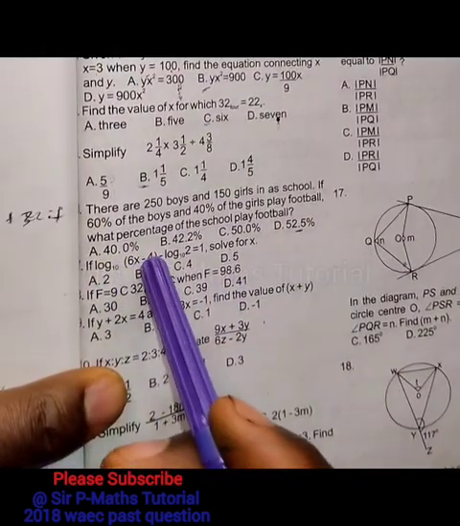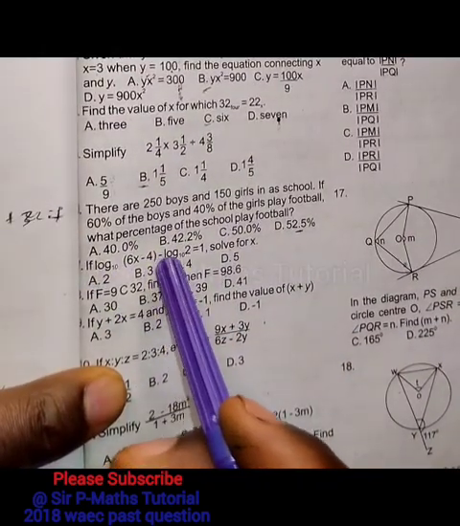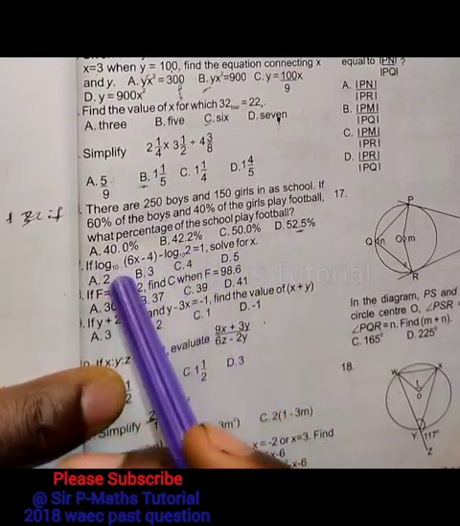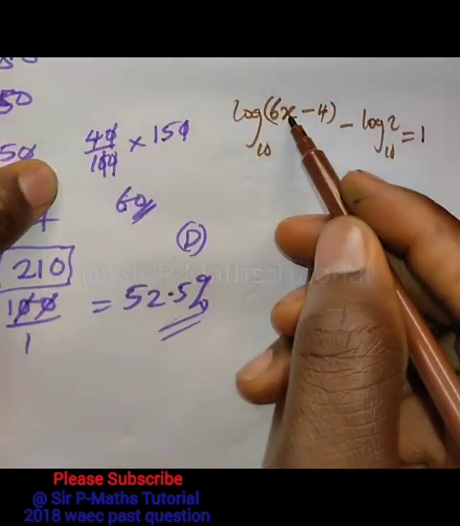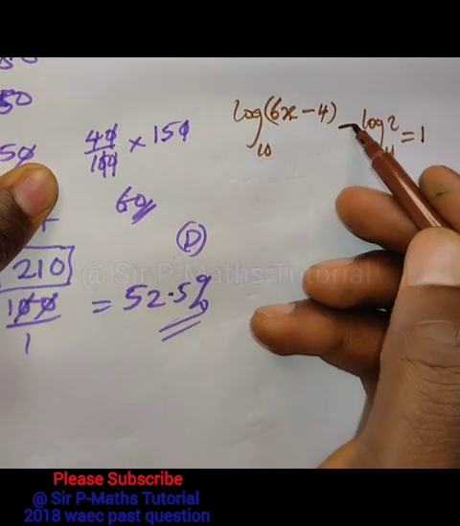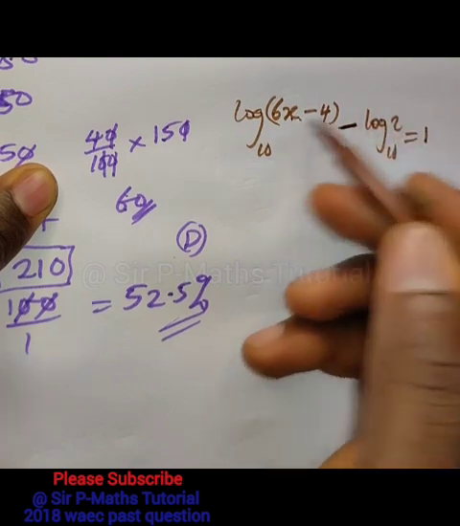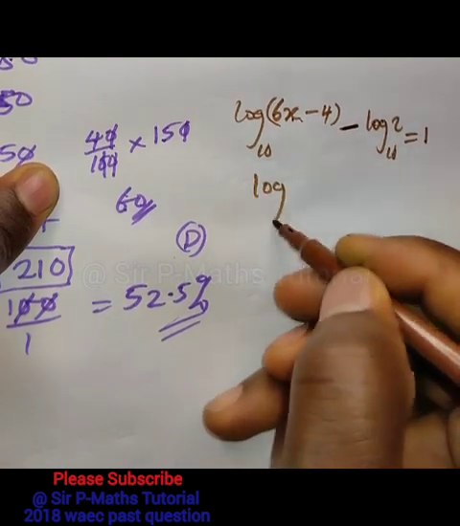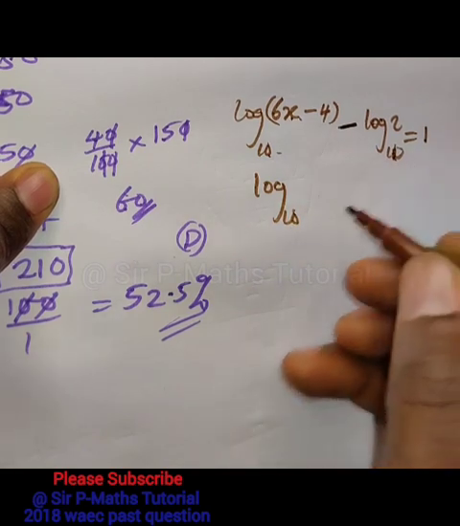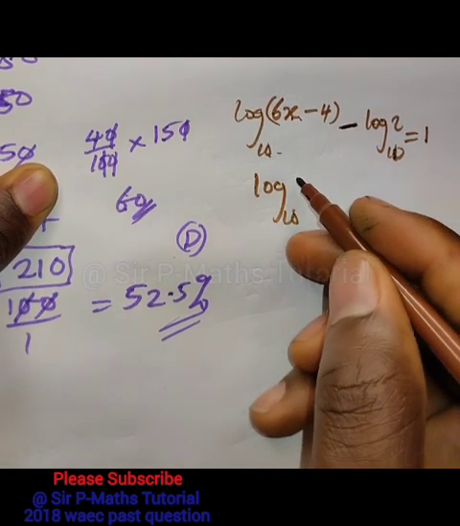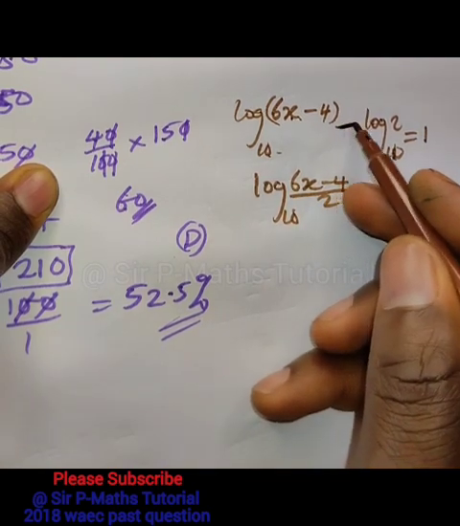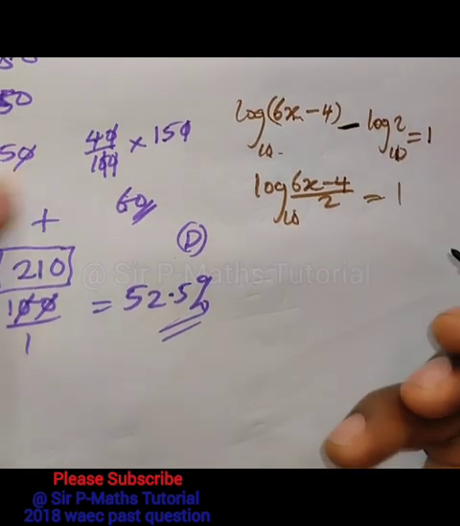Let's solve the seventh question. I have log of 6x minus 4 base 10 minus log 2 base 10 equal to 1. We are asked to find the value of x. Now recall that there is a law of logarithm that says when you have subtraction, divide the log terms. So I'll say log base 10, and the bases must be the same. I have log of 6x minus 4 over 2 because of this division, equal to 1.